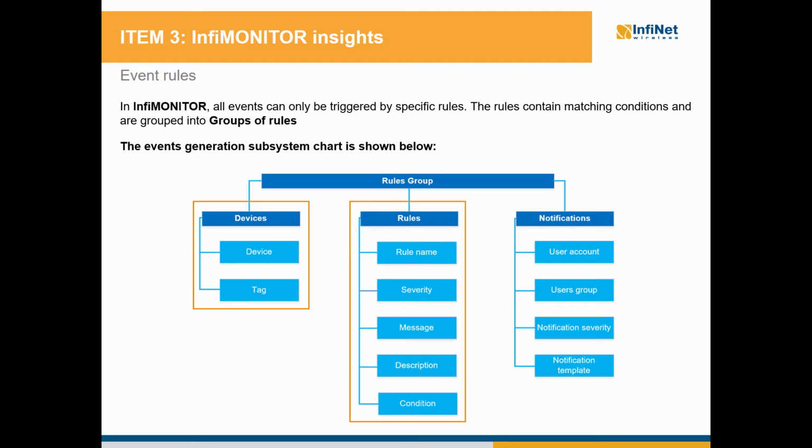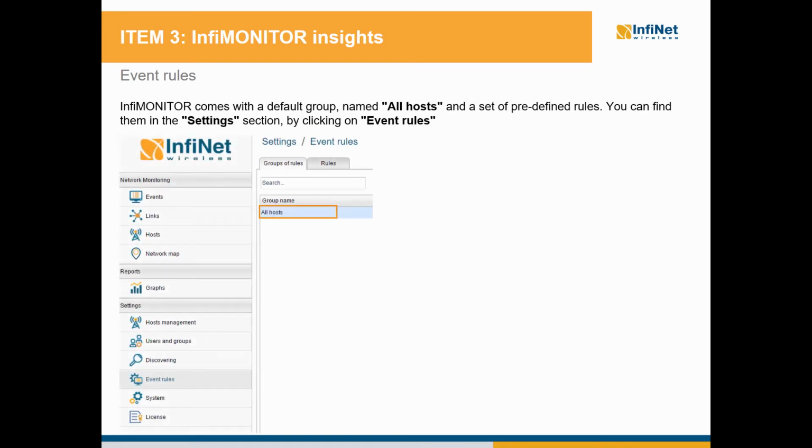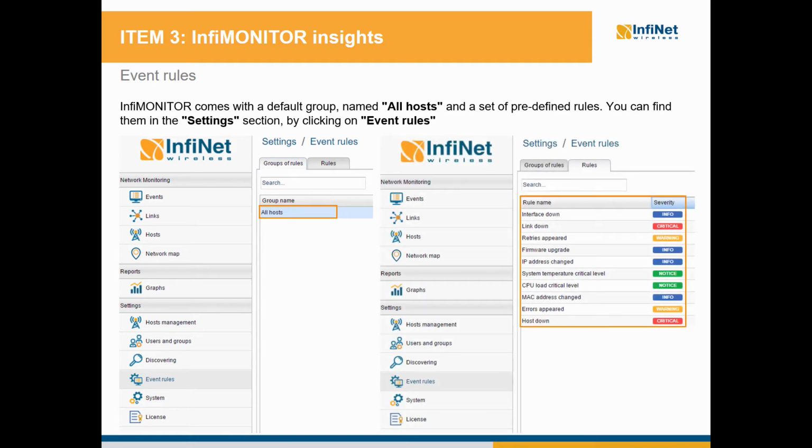The Rules section includes the list of rules that will trigger events. And the Notifications section, which allows for notifications to be configured and sent to certain users when the events are triggered. InfiMONITOR comes with a default group named All Hosts and a set of 10 predefined rules. You can find them in the Settings section of the main panel by opening the Event Rules window, which has 2 tabs: Groups of Rules and Rules.